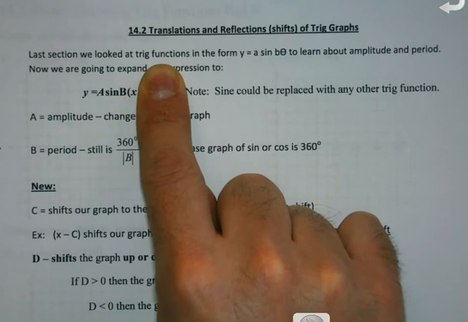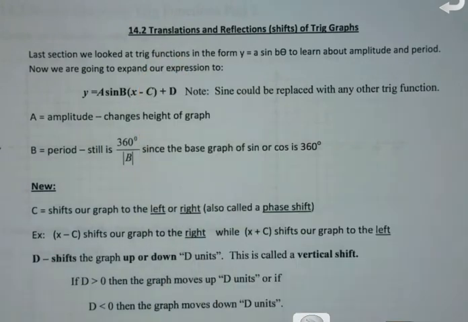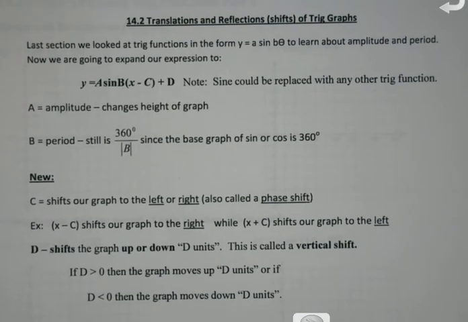So now, ta-da, we add in the other two parts. Here's the one positive thing going for us: you've seen these shifts before. We did them on parabolas when we were working with quadratics. We did them on square roots when we worked on graphing square root functions. C and D listed here are the same things as we had before.